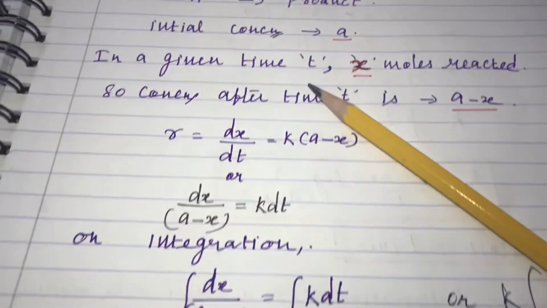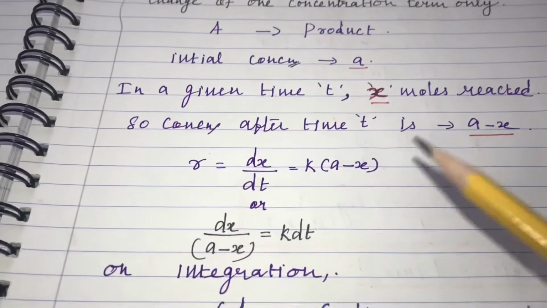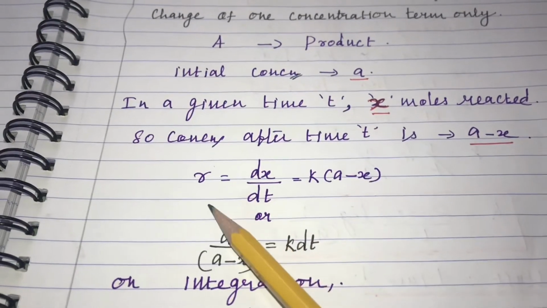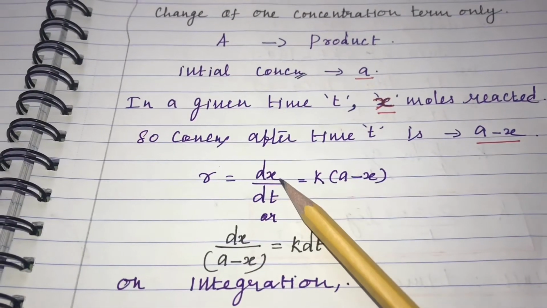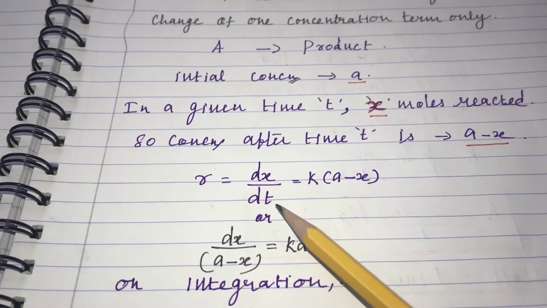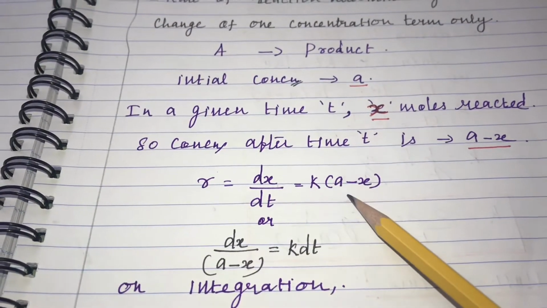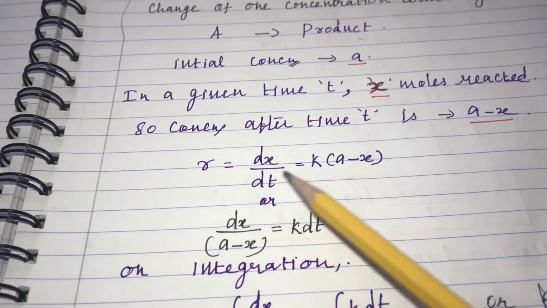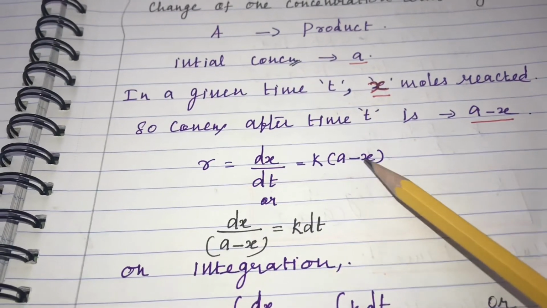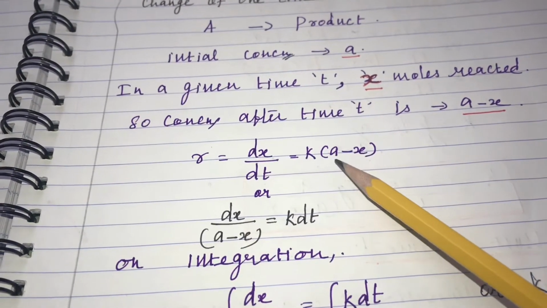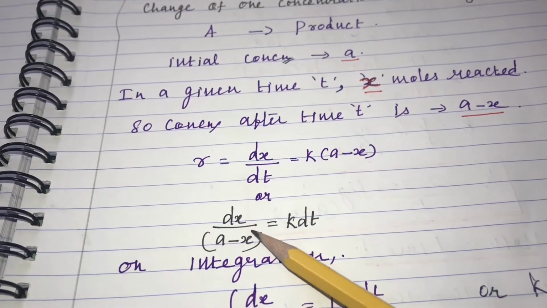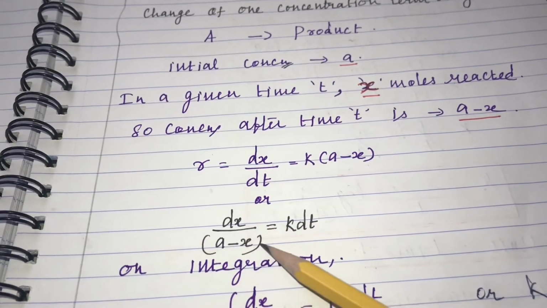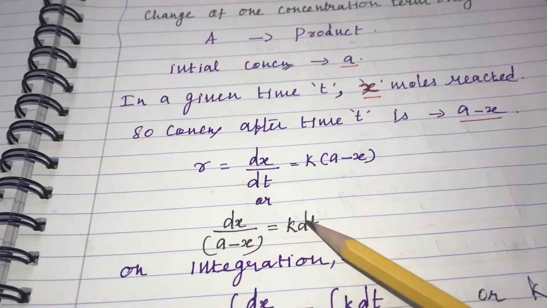Now, we are going to write the rate of the reaction to derive the value of K. Here x moles reacted in a given time t, so at time t the concentration is a minus x. The rate of the reaction can be written as dx by dt equals K into (a minus x). For simplicity, we write similar terms together on one side. Thereby, we can write dx by (a minus x) is equal to K dt.